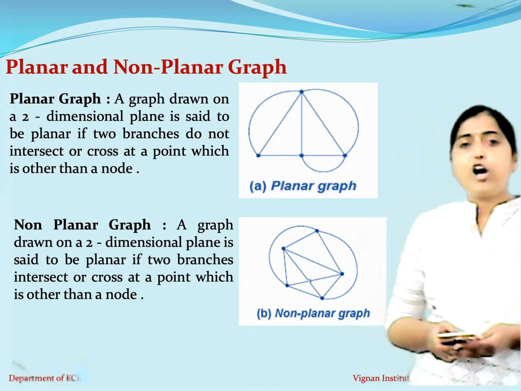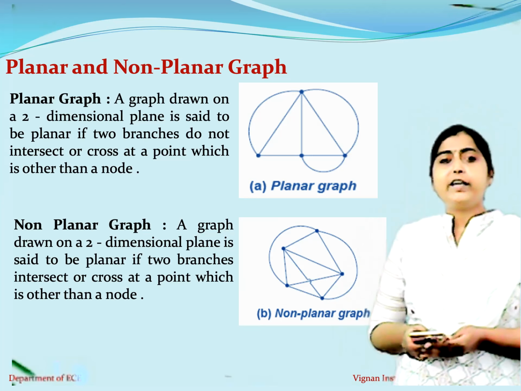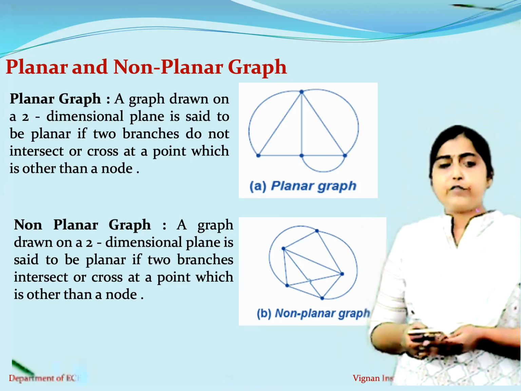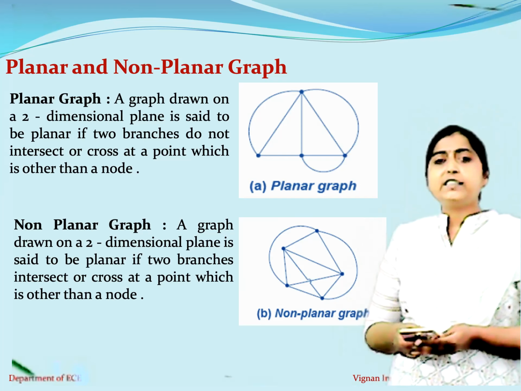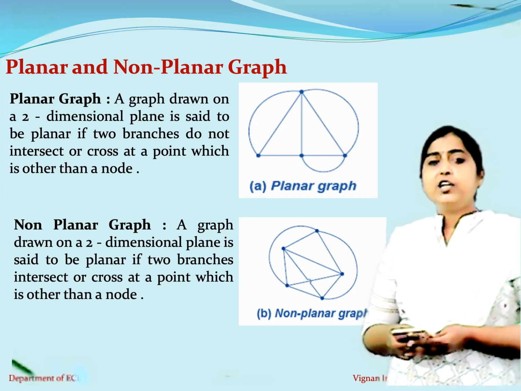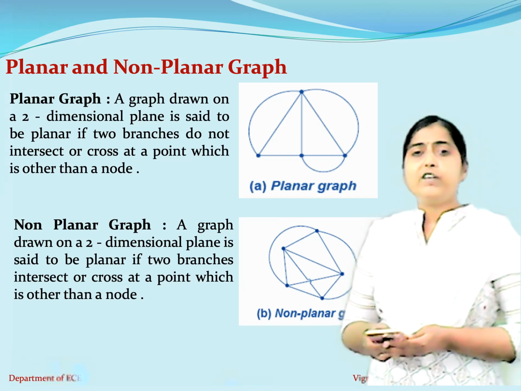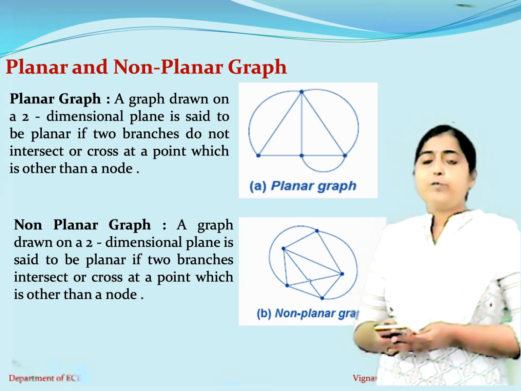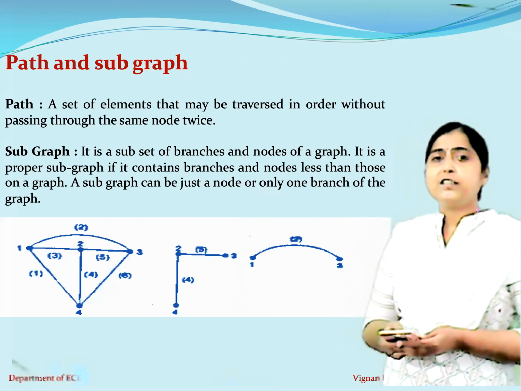If you look at a non-planar graph, it is also drawn on a two-dimensional plane and is said to be non-planar if two branches intersect or cross at a point which is other than a node. So if you see in this example, this one branch is crossing this branch. Such graphs we call non-planar graphs. This is for your understanding. There is not much significance of planar and non-planar graphs while analyzing the circuit.